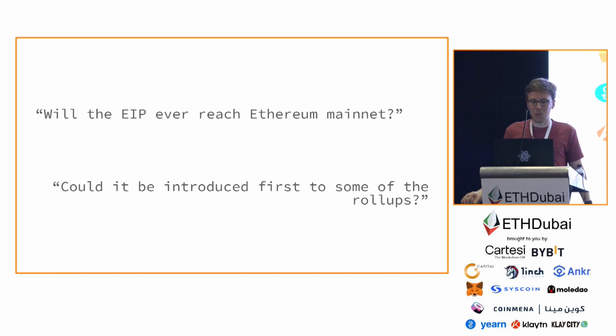And then, could it be introduced first to some of the rollups? There, my motivation was just to give you a bit of a framework for how to think about this, right? In order to answer this, we first have to figure out how virtual machines in rollups will even look like, and what's the path to be taken there. And this is basically what I wanted to get across.